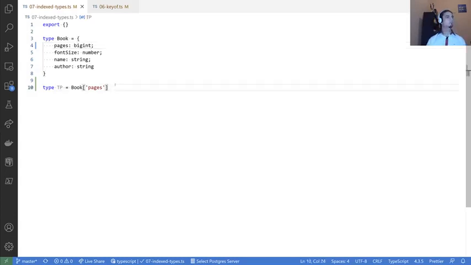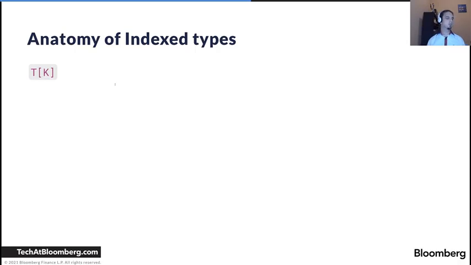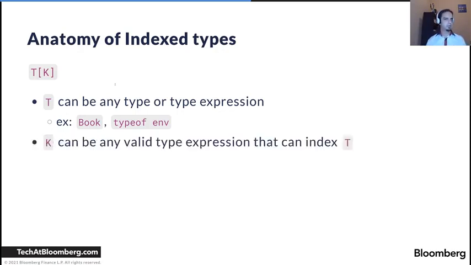Okay, so now we've seen how we can use an index type. So what does it look like? Well, it has the form T[K], where T can be any type expression. It can be Book, it can be typeof env, it can be basically any type or type expression that you can write in TypeScript. K has to be a valid type expression that can index T. So for example, for Book, that would be the string literal type name, or for arrays it could be number.